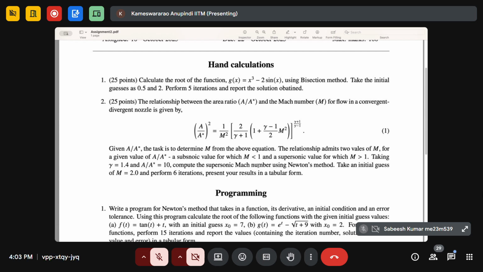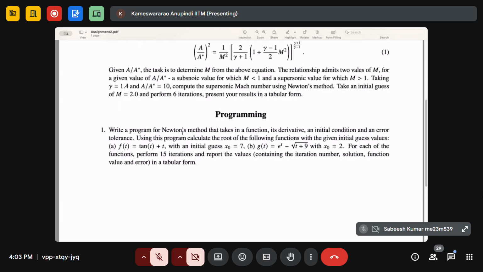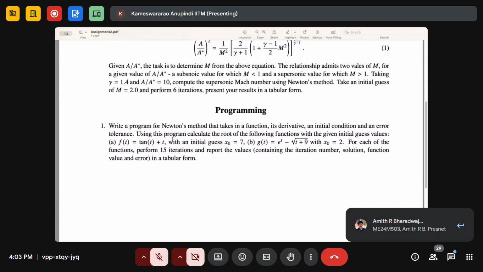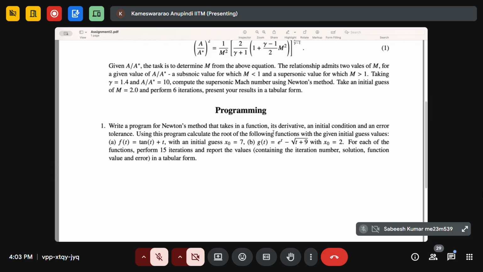We have done some example problems on this, so you can follow similar lines and do these two problems as hand calculations. And the programming one, again, is basically Newton's method. Write a program for Newton's method that takes in a function, its derivative, an initial condition, and an error tolerance. We already wrote the pseudo code. You just need to follow that in the program that you will write in MATLAB.